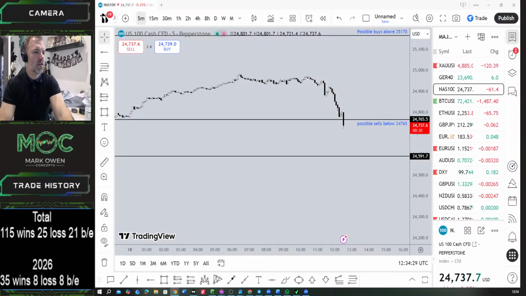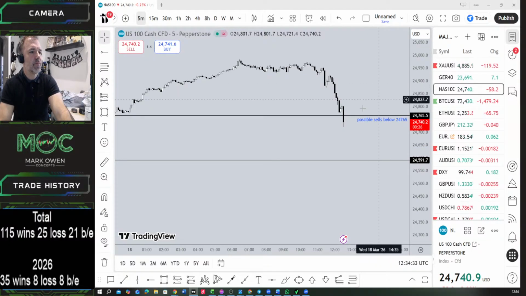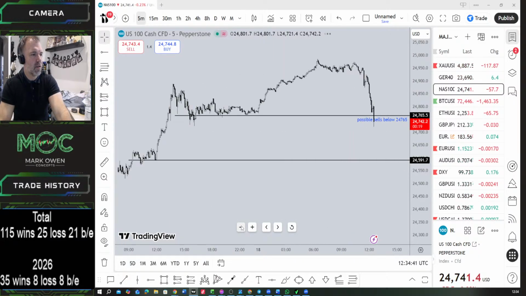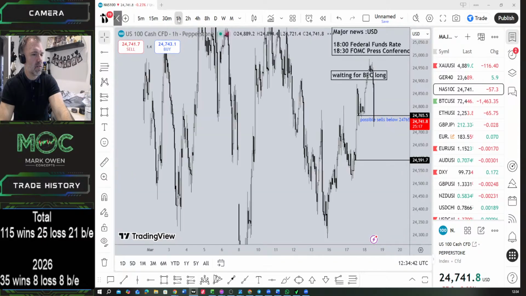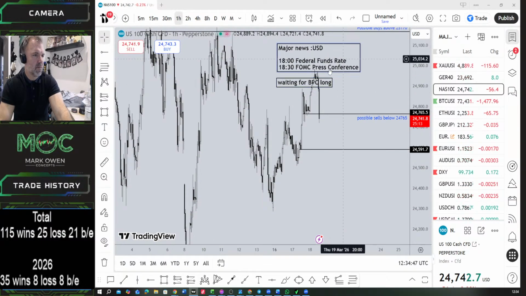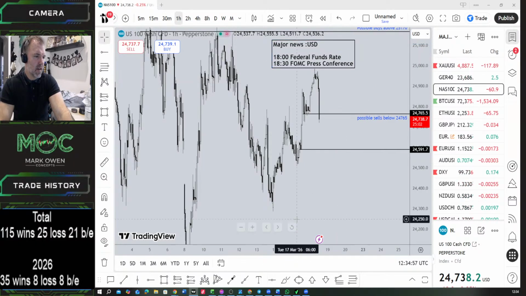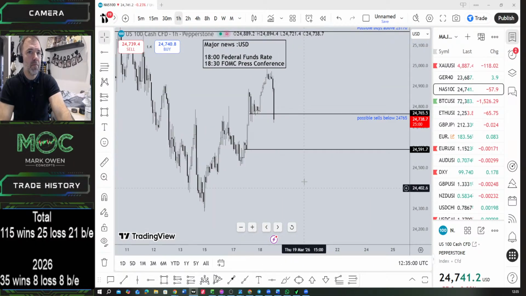So just watching NASDAQ here for some potential sells. Let's see if we get a close below on this 5 minute candle. If the next one wicks up, I'm going to sell below. These are predefined levels that we identified this morning. We were looking for BPC longs, but if we stay below here, it's invalidated. So we're just going to wait now and see how this pans out.